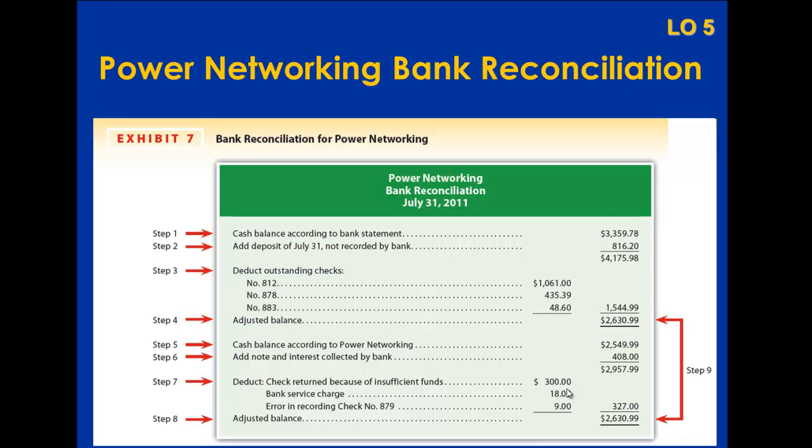Work our way down here at the bottom. There's some service charges. It says check returned because of insufficient funds. So an NSF check. There's an error in this case, a $9 mistake that we made, and we need to rectify that. So once again, let's take a look at what the journal entries will look like. Remembering, we don't need to worry about any of these journal entries up top. There's none that need to be made, only for the bottom half of this reconciliation that affects our books. Let's take a look at what the journal entries will look like.